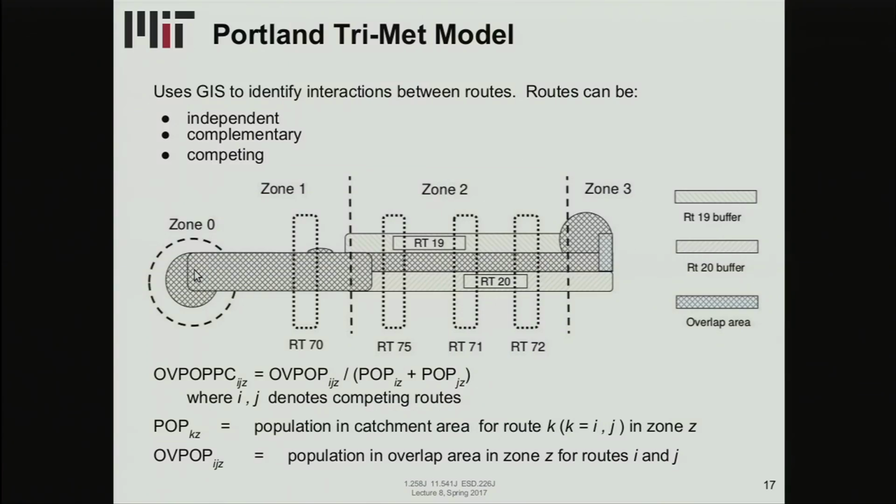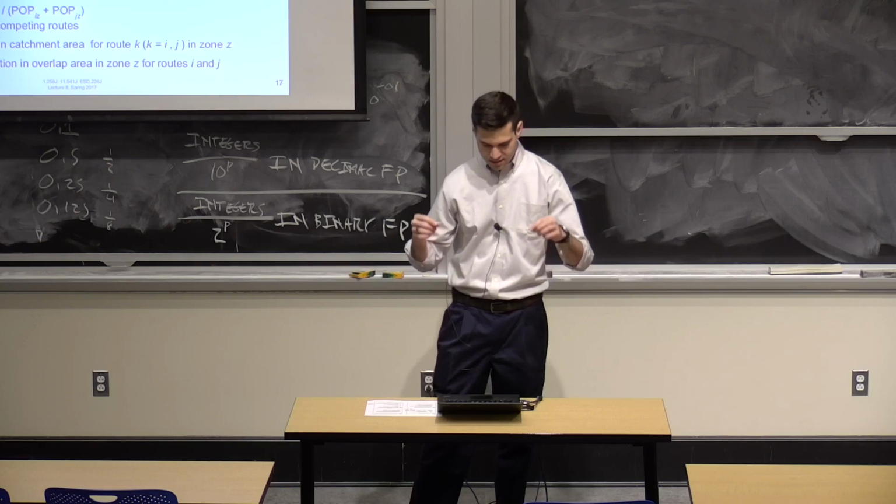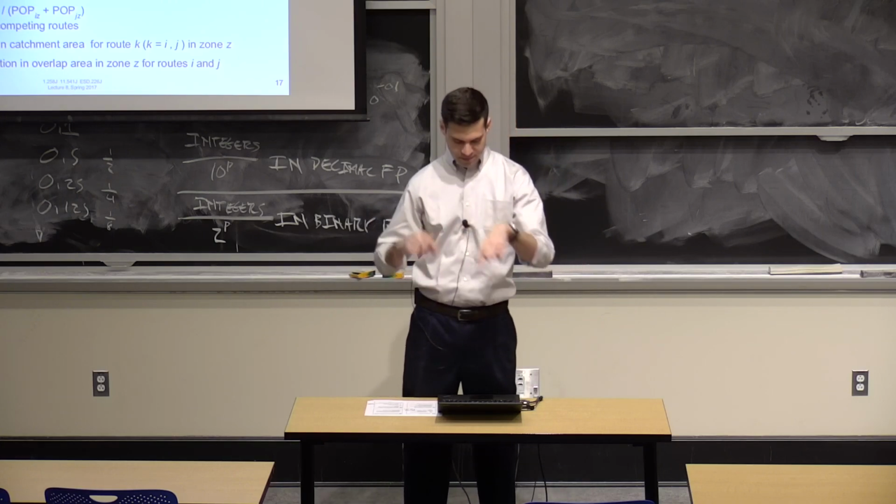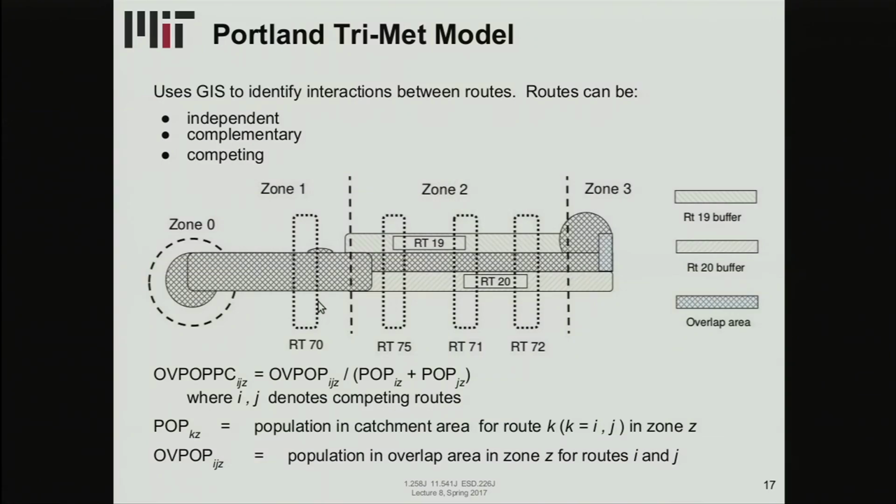Then they just kind of merge and go through zone 0, and they are fully competing. Maybe it's a branch and trunk system, right? And then there are these other bus routes, Route 70, Route 75, Route 71, Route 72, that cross south-north, north-south, that corridor. And we say that these bus routes are complementary because people might transfer, right? People going from somewhere in the south might transfer to Route 19 or Route 20. So the fact that Route 70 or 75 is there means that people will more likely be attracted to the corridor.